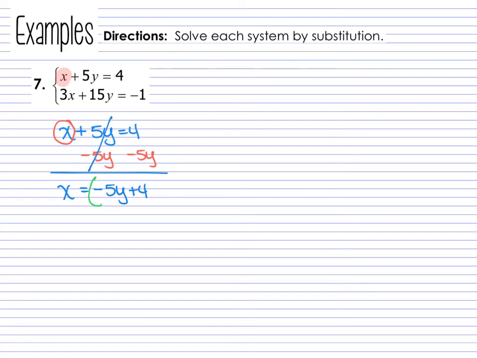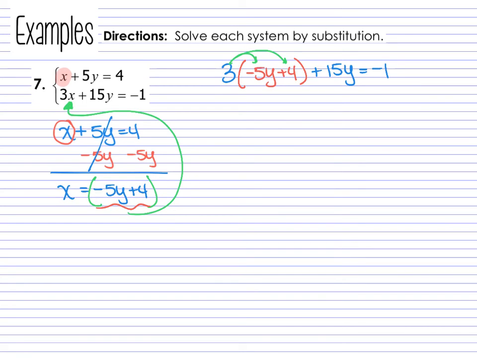This is what my x is equal to. So this is what I'm going to take and substitute in for x in that second equation. That's what I'm going to substitute in right there. So I'm going to start writing the second equation, but instead of writing x, so here's 3 times x, instead of writing x, I'm going to put in negative 5y plus 4, that is x, plus 15y equals negative 1. Now I'm going to distribute.